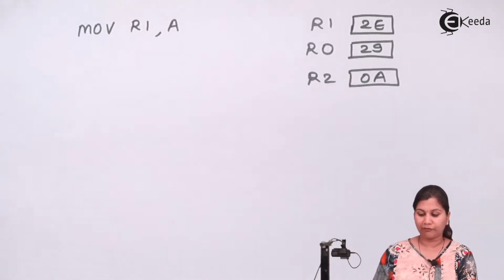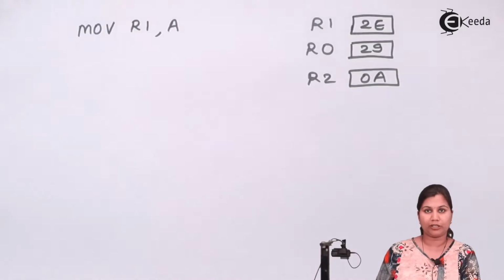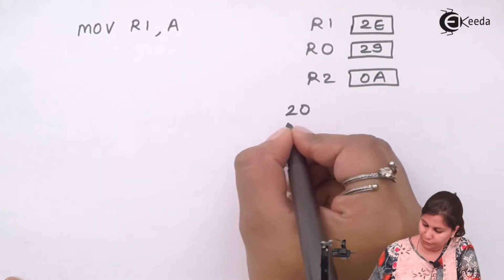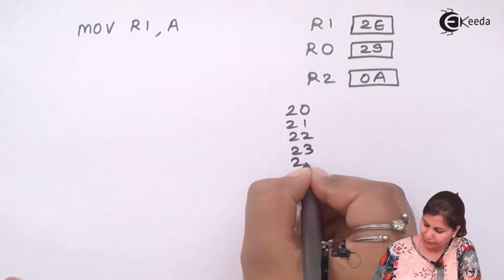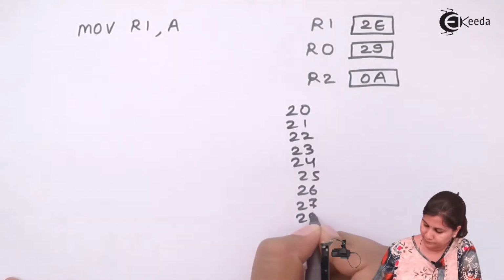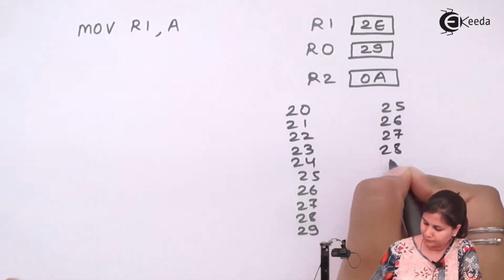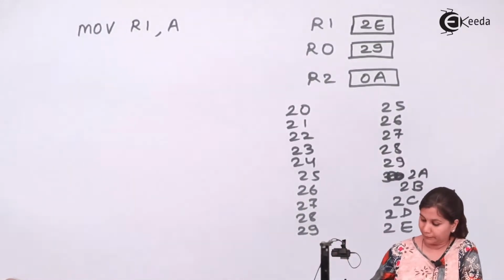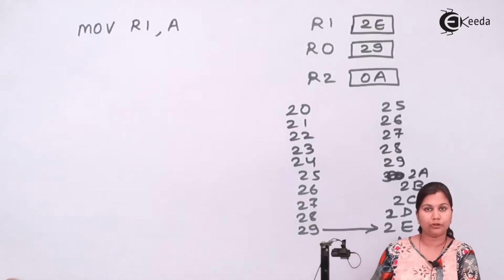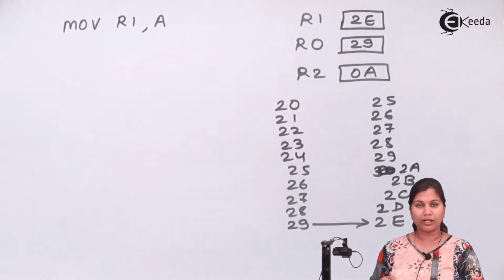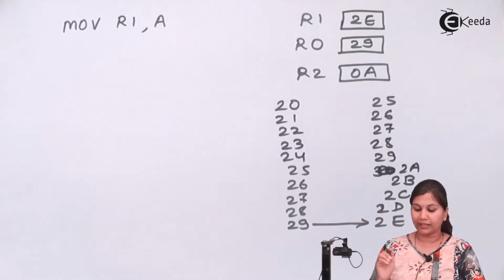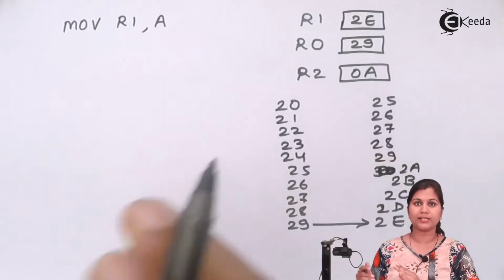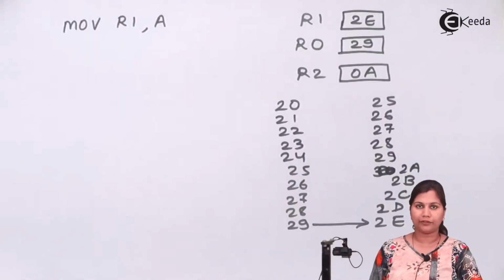Okay, that is how the data will be transferred from this memory location 20, 21, 22, 23, 24, 25. The number which is at 29 is to be transferred to 2E. So what we have done, we have just moved the source and destination memory location addresses into the R0 and the R1 registers.